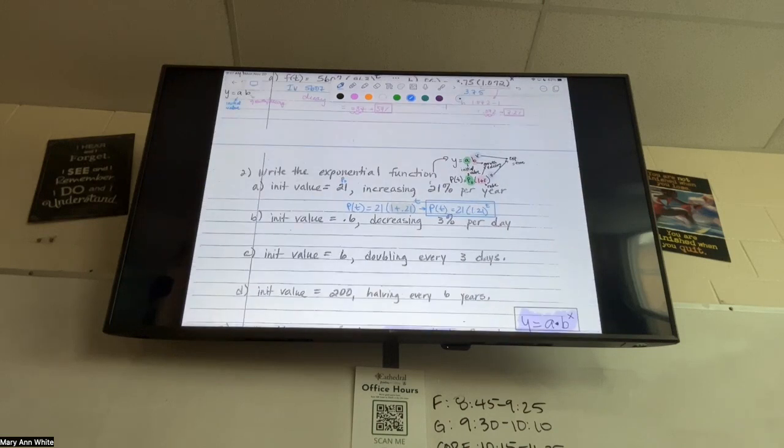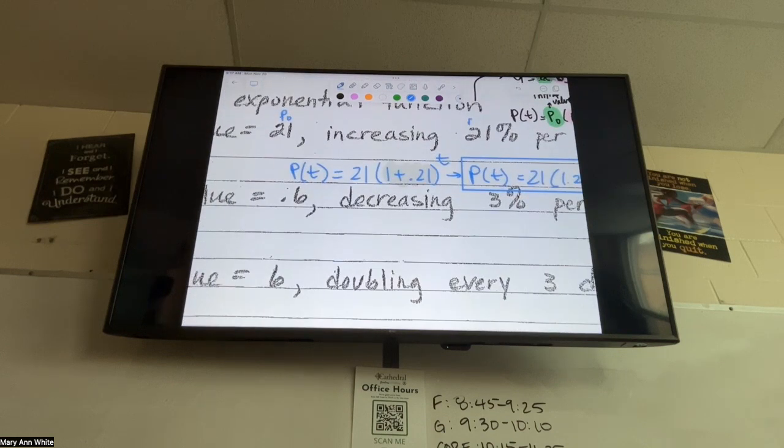Okay, this one says my initial value is 0.6 and we're decreasing by 3% per day. Now I know year and day are two different units of time, but we're just going to keep it as T is time, okay? So when I write this, I'm going to write P of T equals what? What's my initial value? 0.6, good. And then it says decreasing 3% each year. Am I going to do 1 plus that 3% or 1 minus 3%? Minus. And how do I write 3% as a decimal? 0.03. And then it's going to be raised to the T time.